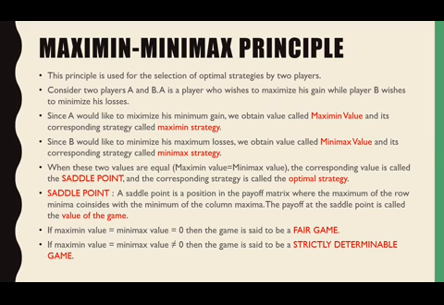So if this value becomes equal, then it is called optimal strategy. Where both of us are still equally fighting in the game. Saddle point. A saddle point is a position in the payoff matrix where the maximum of the row minima coincides with the minimum of the column maxima. The payoff at the saddle point is called the value of the game.